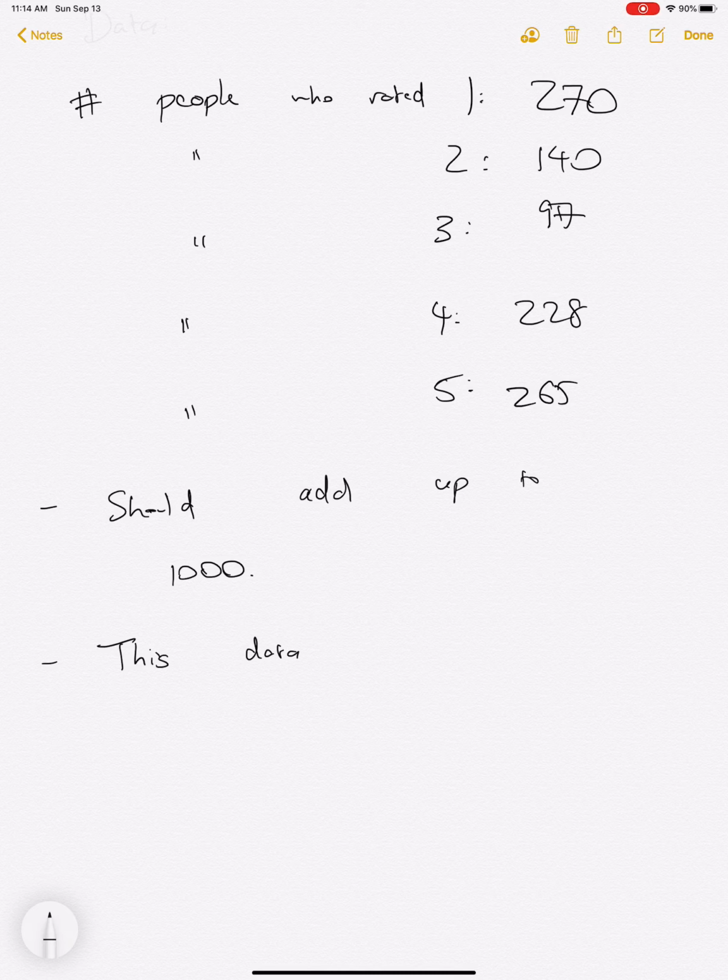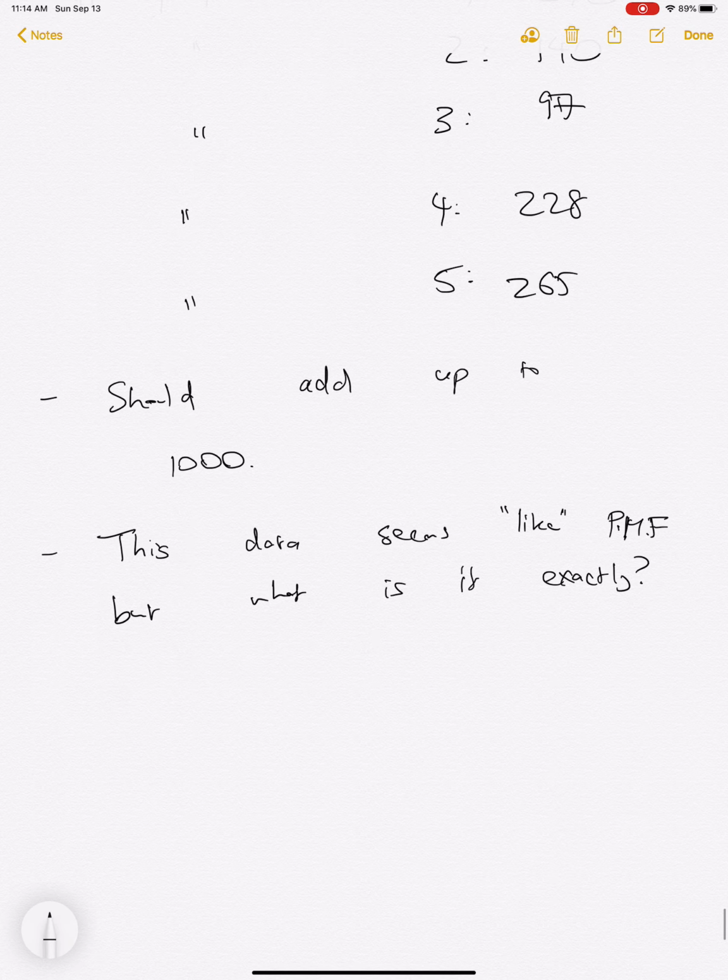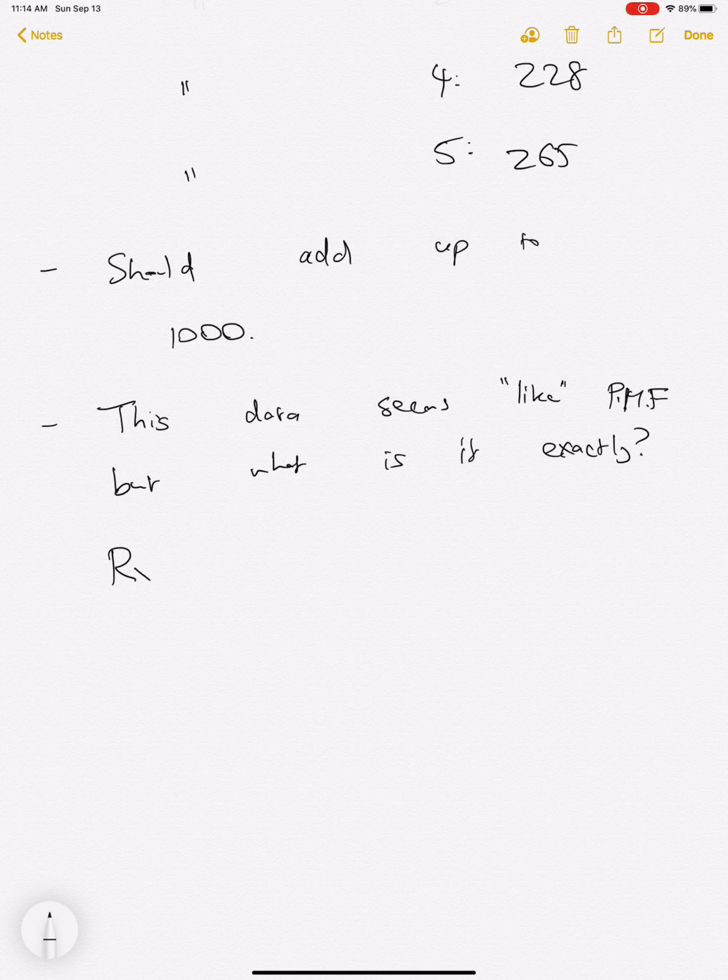So this data that I've shown here, it kind of seems like the PMF, but it isn't exactly that. And you're typically going to get data in this form where it looks like a probability mass function, but it isn't exactly that. So we know that Netflix ratings, the range is 1, 2, 3, 4, and 5, right?